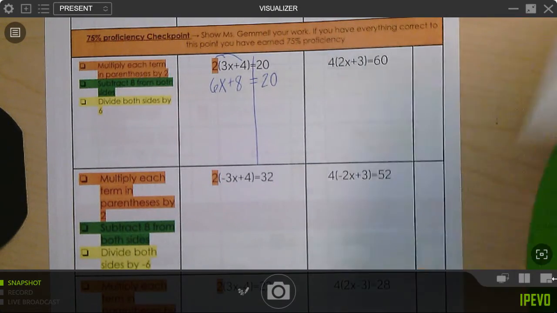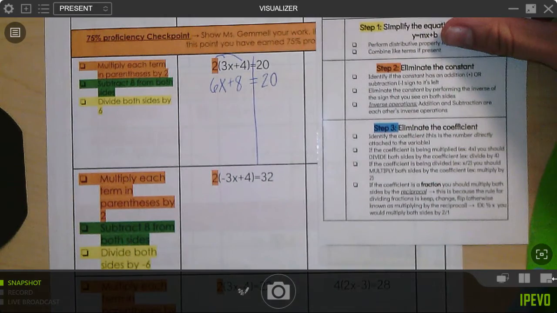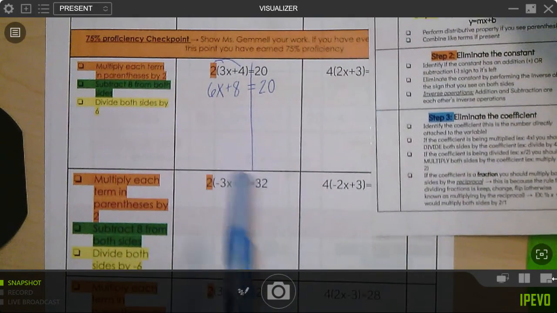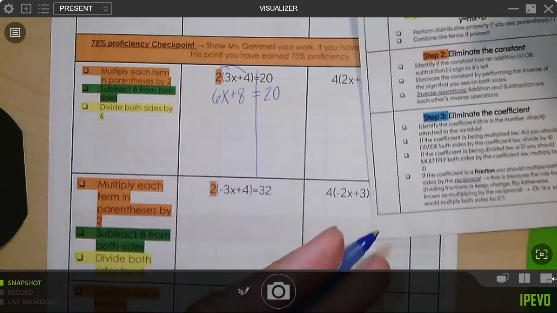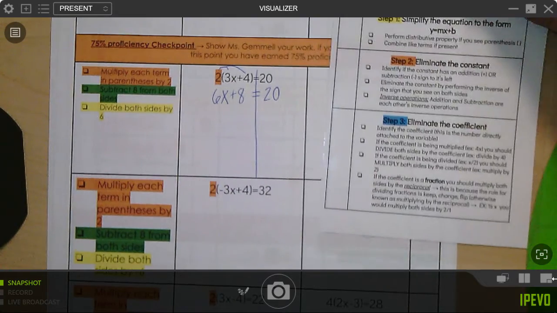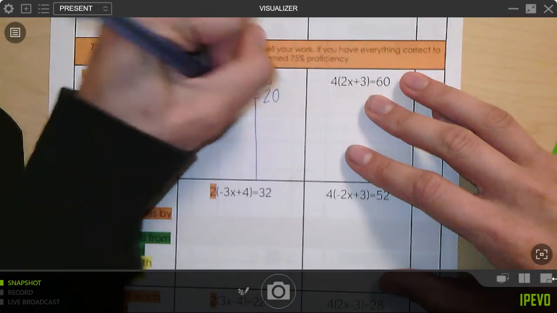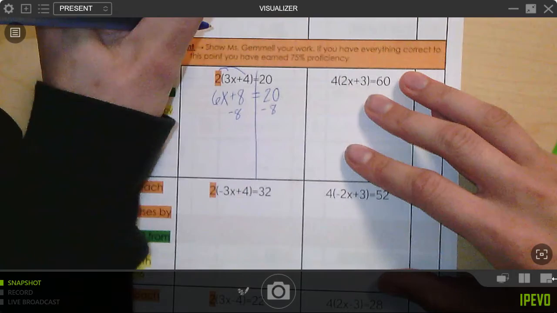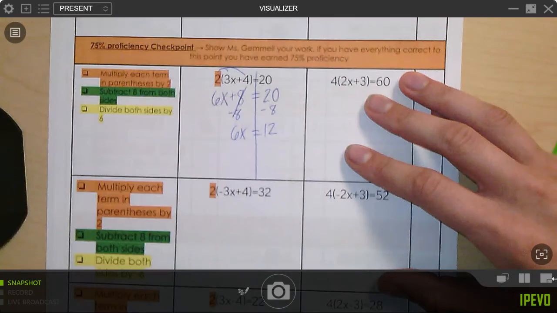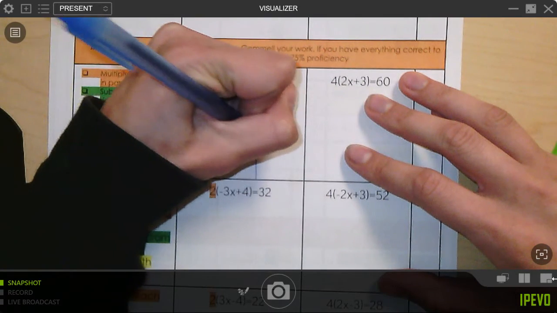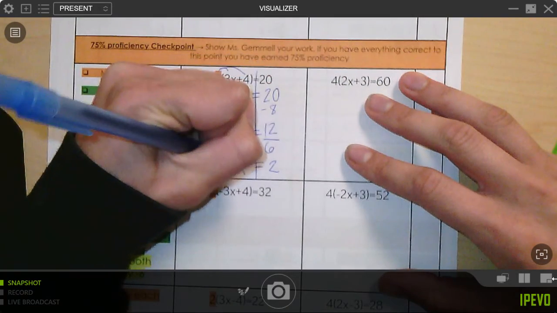Now that my equation is in the form y equals mx plus b, I'm just going to follow the same steps as I did in the previous section. If you've reached this proficiency checkpoint, you should be pretty fluid in solving two-step equations, so I'm just going to go over the steps. Remember, you can always refer to the chart or look back at your previous examples. So here we are going to subtract 8. 8 minus 8 is 0, so we have 6x equals 12, divide by 6, divide by 6, x equals 2, because 12 divided by 6 is 2.